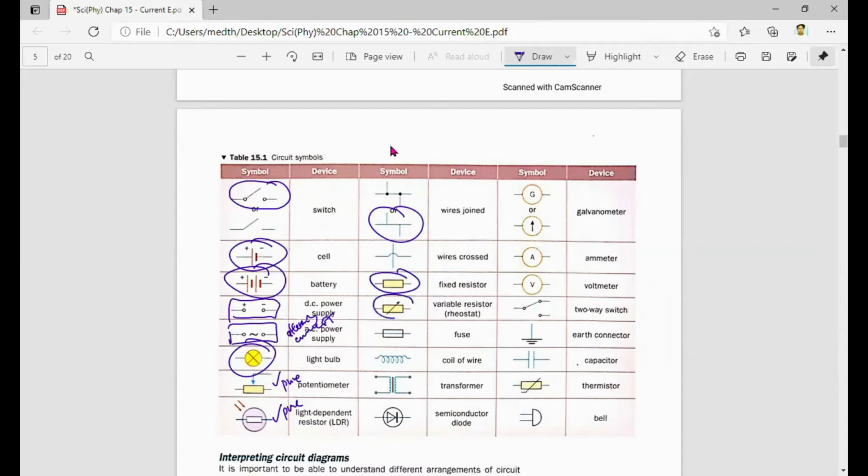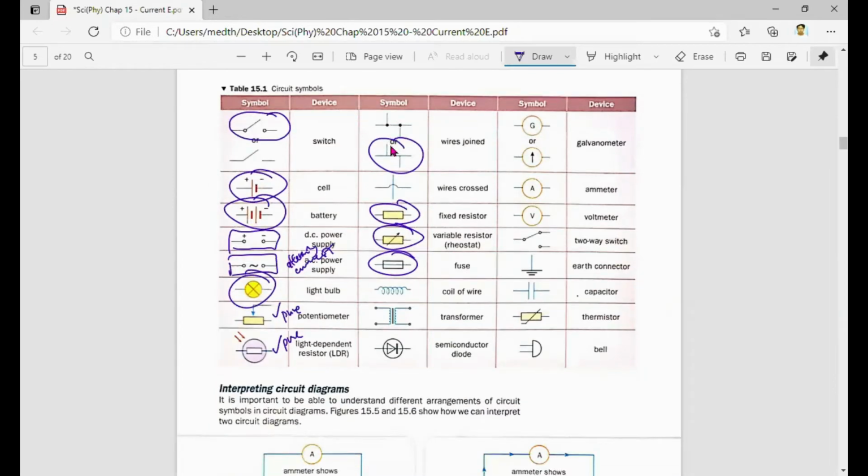This one, yes. This one, yes. Fixed resistor versus variable resistor. Do take note, variable resistor has another name called rheostat. Okay, so it's a fixed resistor. You draw that out first, but then you put an arrow through it to show that you can adjust. Fuse, definitely need in under practical electricity. Coil of wire, this one for magnetism.